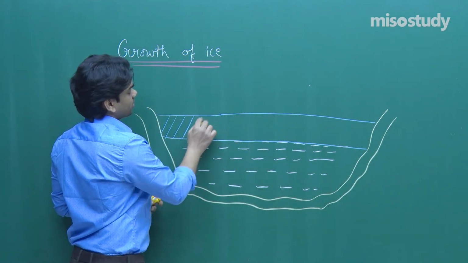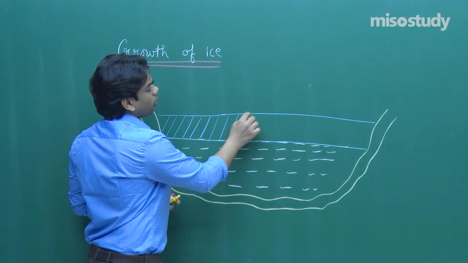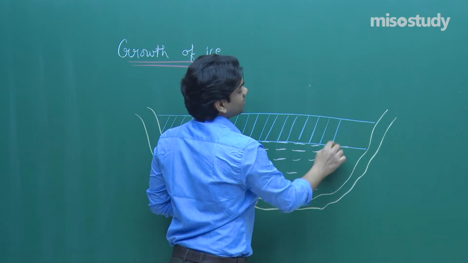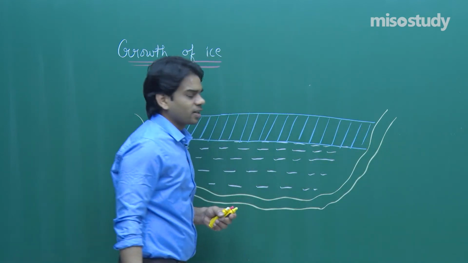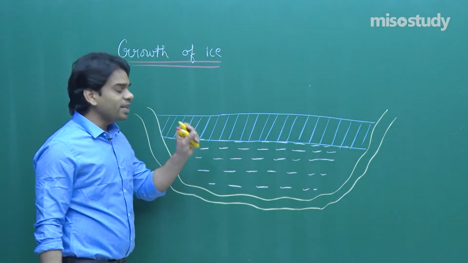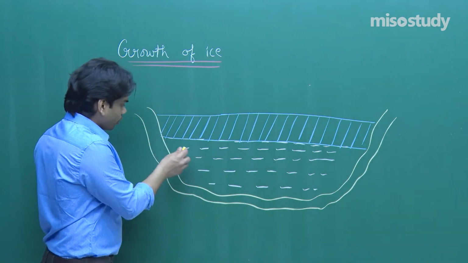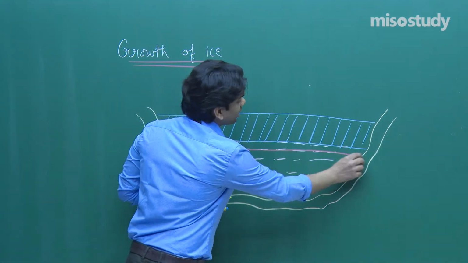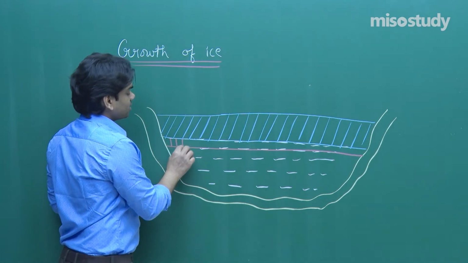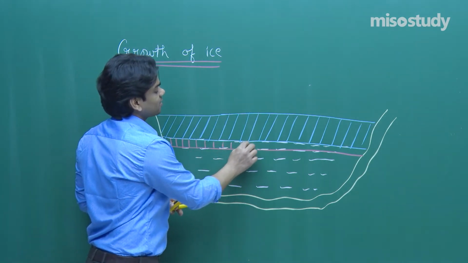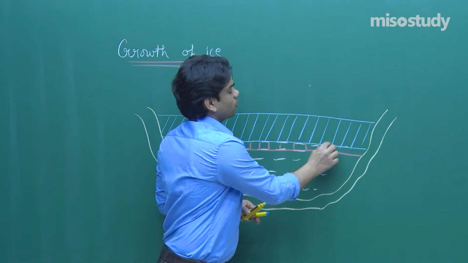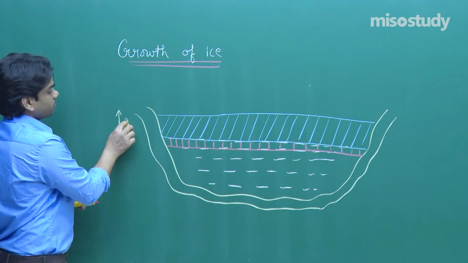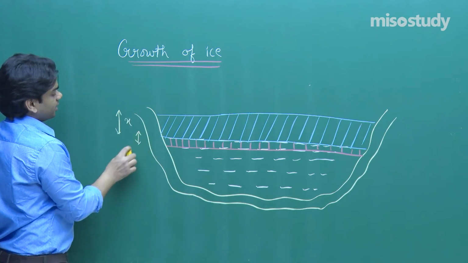This is a thick layer of ice that has been formed. Now, at what rate is this thickness increasing? Let's try to find that out. Imagine any small layer. I'm going to draw a very small layer of thickness dx. So this length was x, and this thickness is dx.